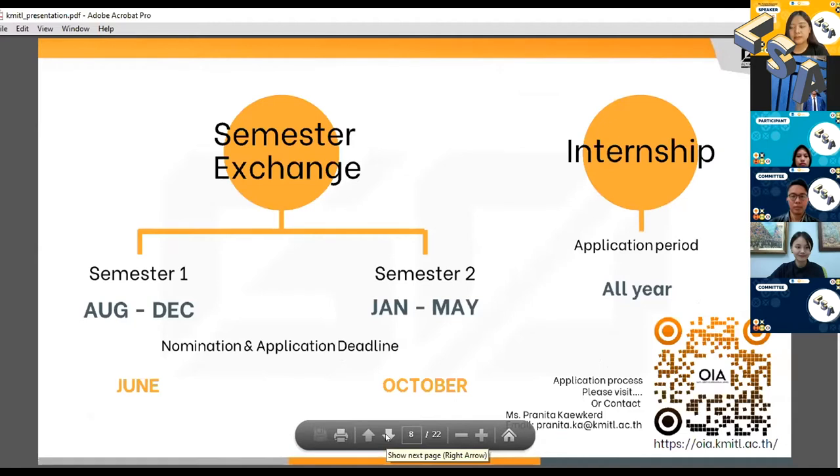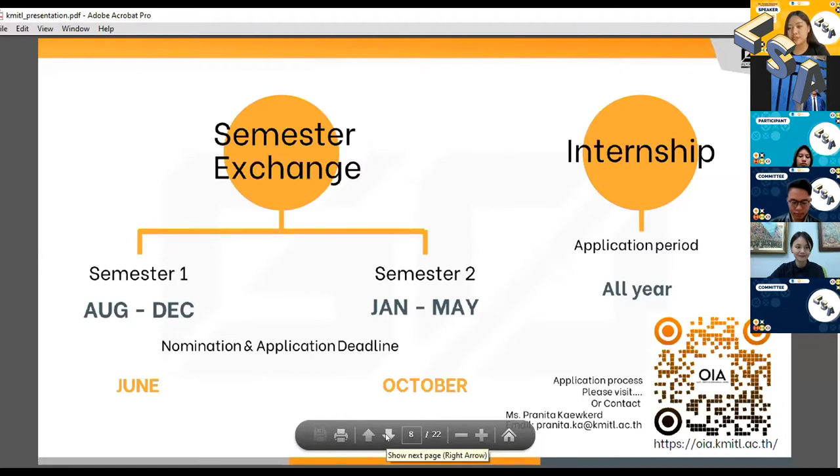Actually, we have mainly two programs. The first one is the semester exchange, and the other one is the internship. For the semester exchange, in the semester system in Thailand, we have two semesters. The first semester starts in August until December, and semester two starts from January until May. If you're interested in joining our semester exchange, you can apply now until June for this upcoming semester, or semester one.